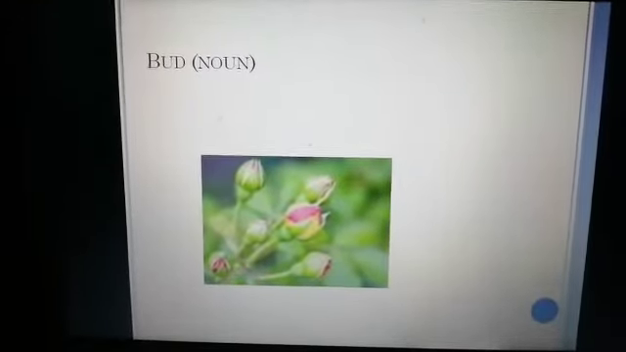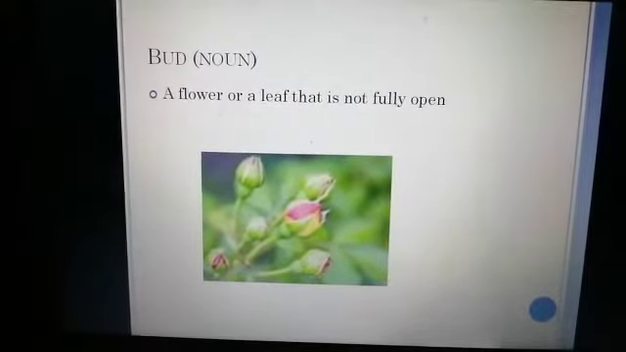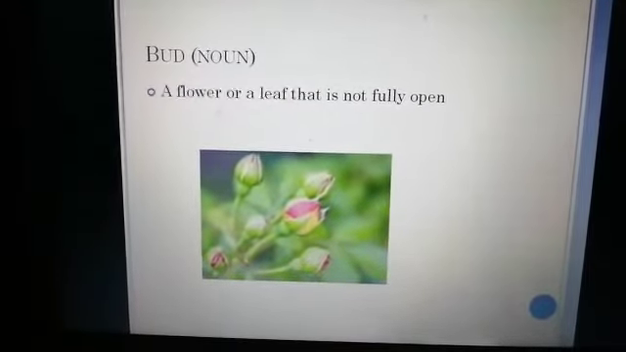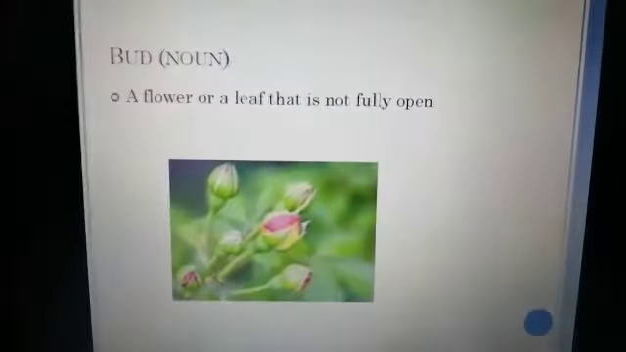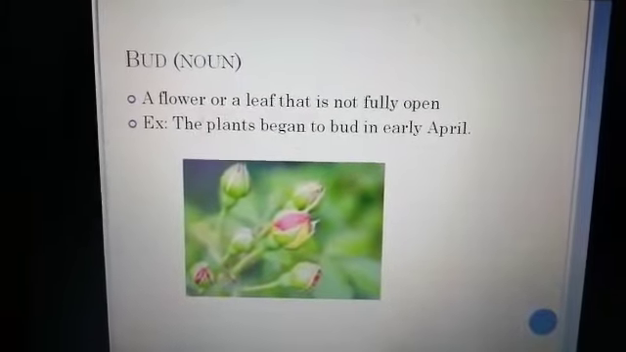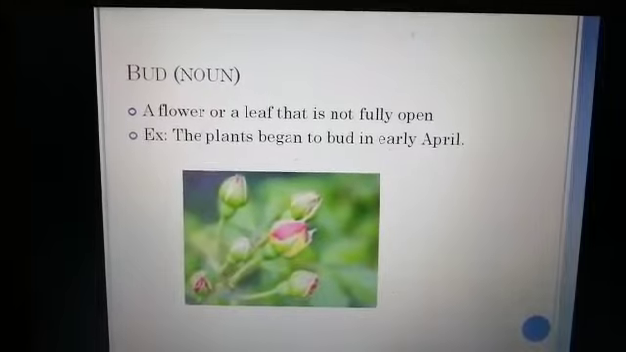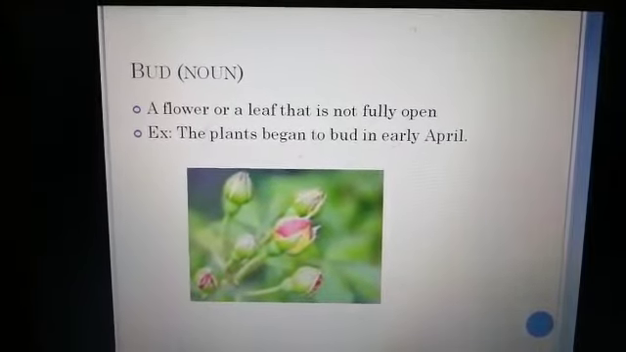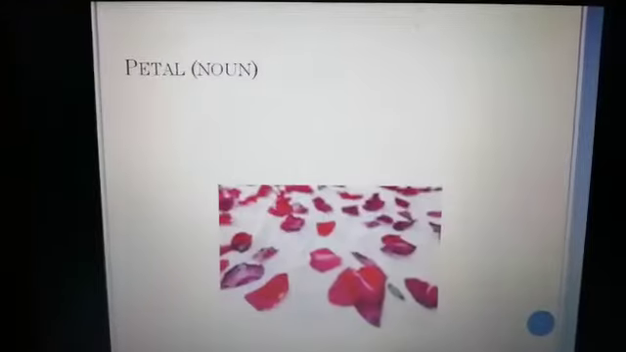Okay, the word bud, as you can see, it's a flower or leaf that's not fully open. It's a bud. For example, the plants began to bud in early April.